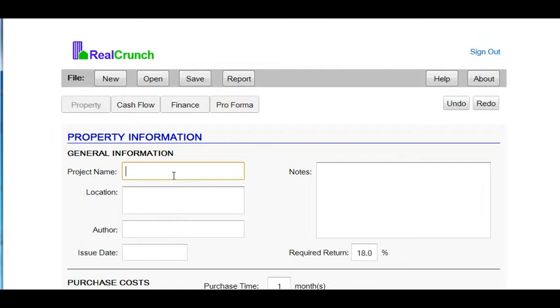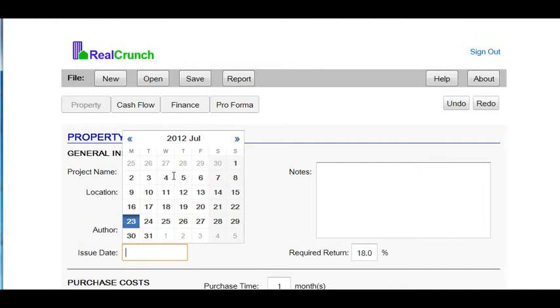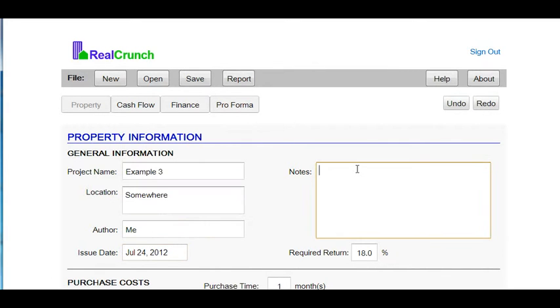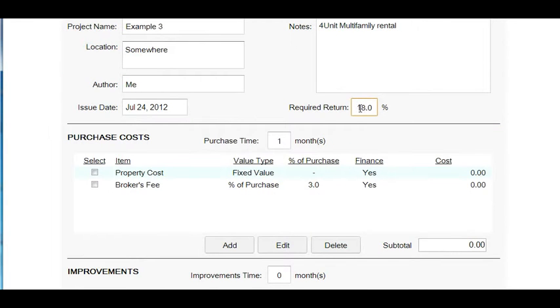So project name, example 3, location, and issue date. Obviously the software doesn't automatically update it. You should choose any day that you want to set as the project or model issue date. So we'll say tomorrow, and say 4 unit multifamily rental. And our required return, let's set that to 15%.